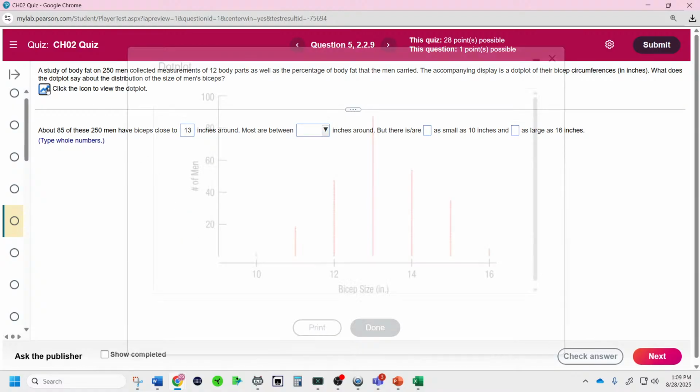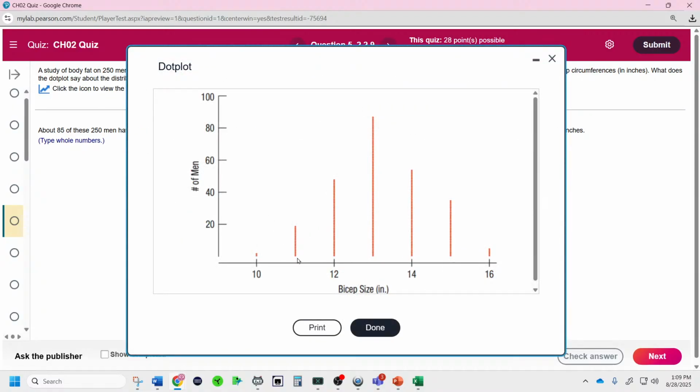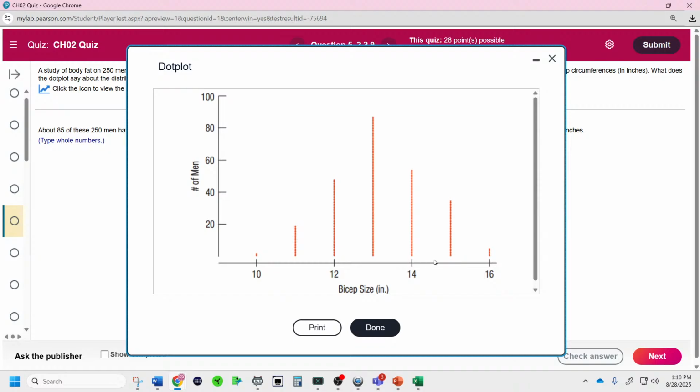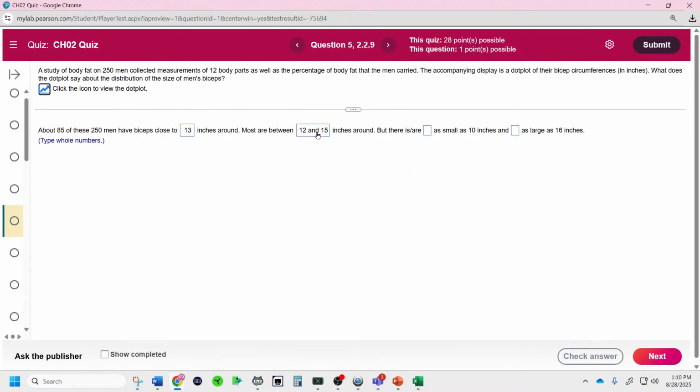Most are between probably like 11 to 15. There's some outliers. 12 to 14 or 11 to 15. Let's see. That looks 15 to 16. No, 15 to 16 is over here. The other one was down here. It's somewhere between here and here. So you look at which one encompasses 13.